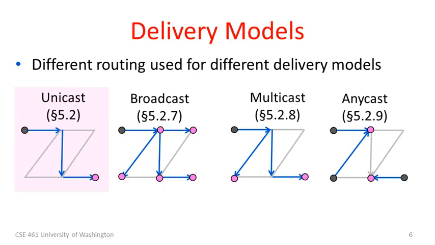Unicast is the kind of routing that takes traffic from a given source to a given destination. So you can see I've got a path through the network to send traffic between one source to one destination. Great, that's what you'd expect. So this is going to be our focus.